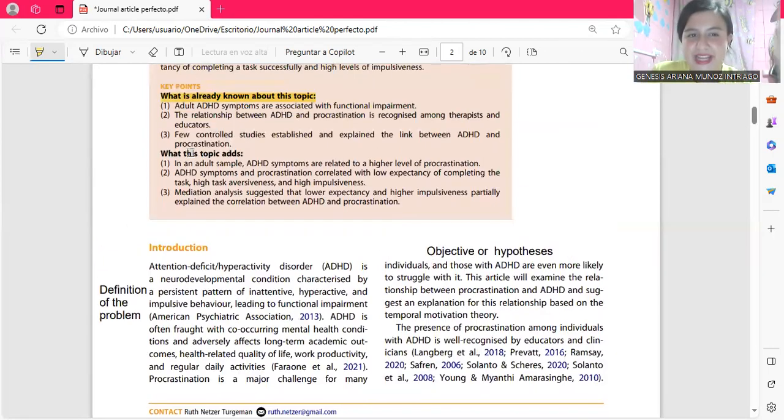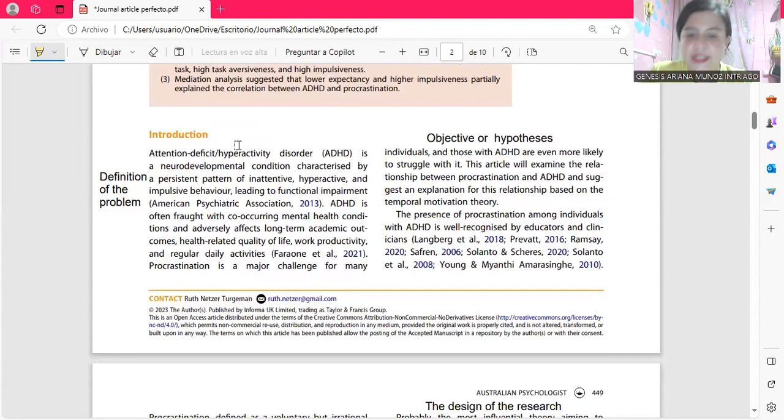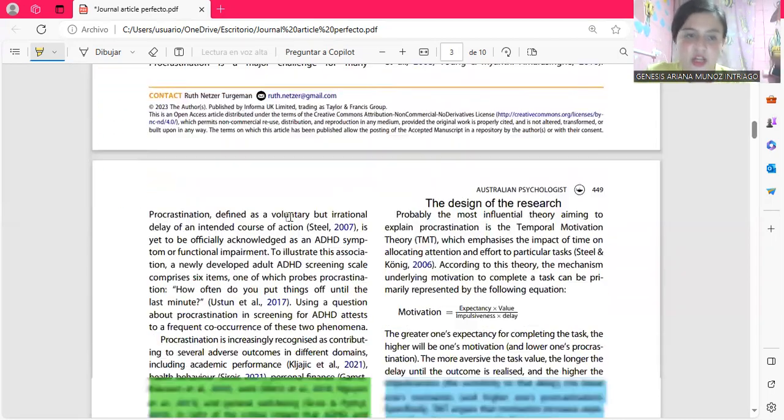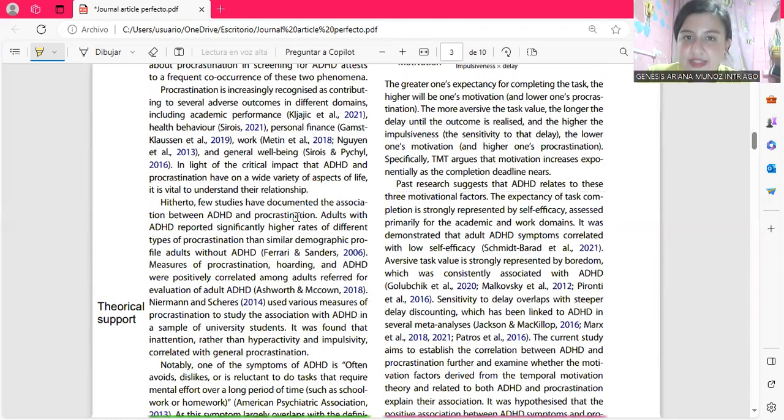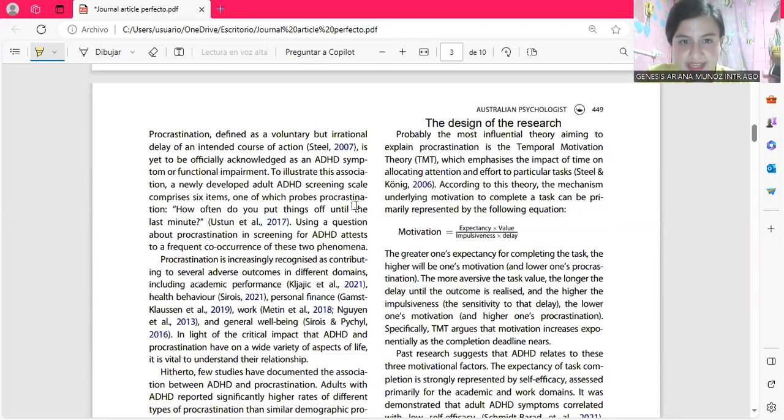After that, we have some other important information such as keywords and background information, okay? We are going to explain the second part, what this topic adds, later. So let's move on to the introduction. The introduction contains the definition of the problem, the objective, the theoretical support, the design of the research, and the implications of the study, okay?